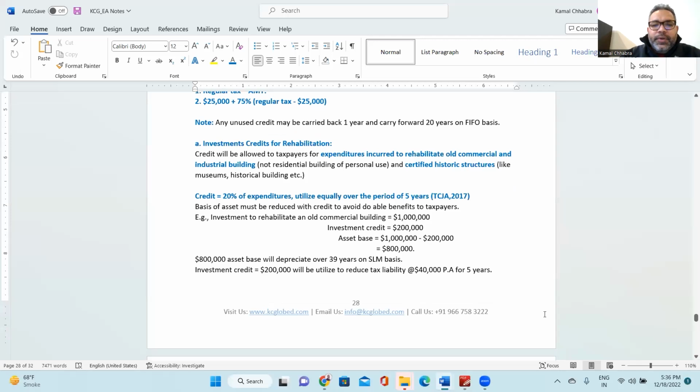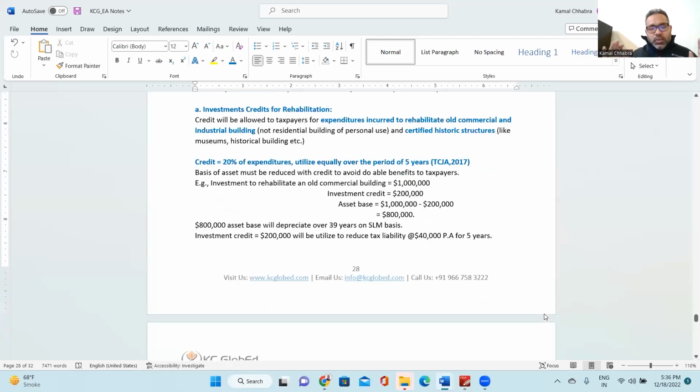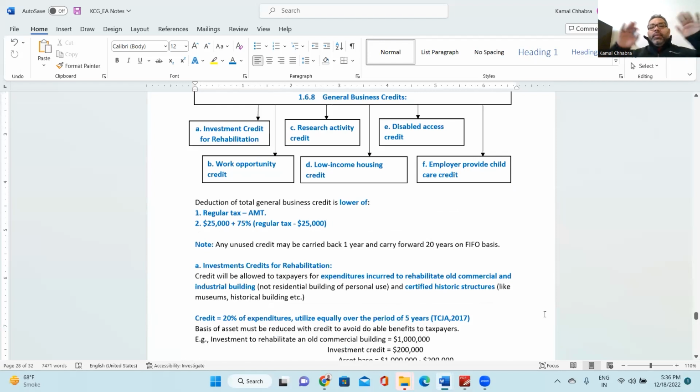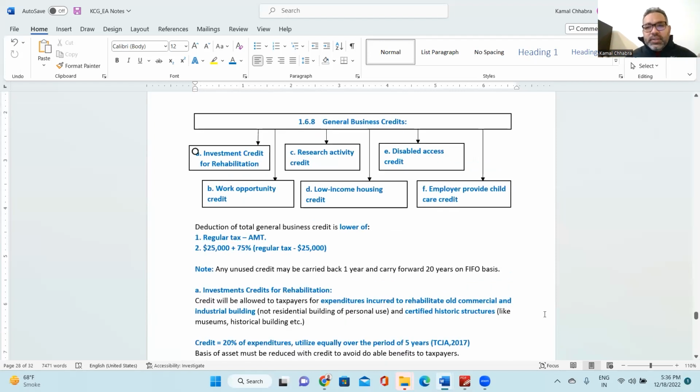Now coming to the first point. So far, what we have discussed is at the consolidated level, called general business credit. In the general business credit, there are 6 categories of credit, so we'll be discussing them one by one.